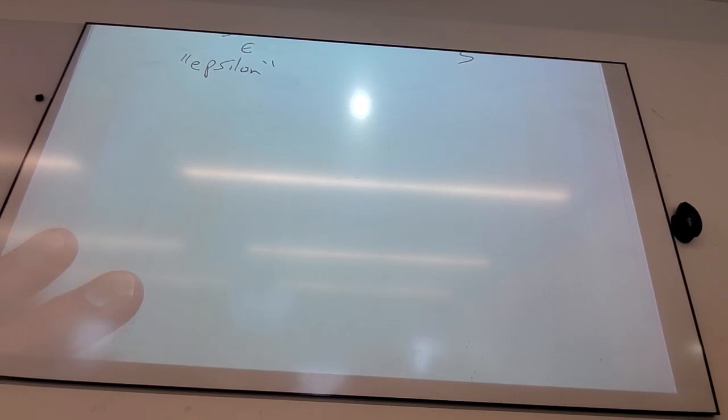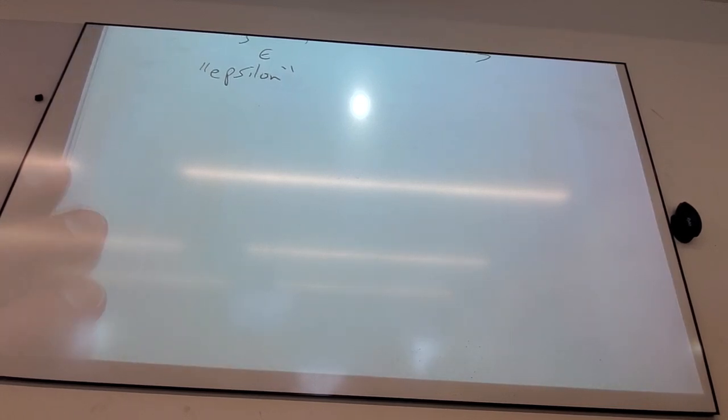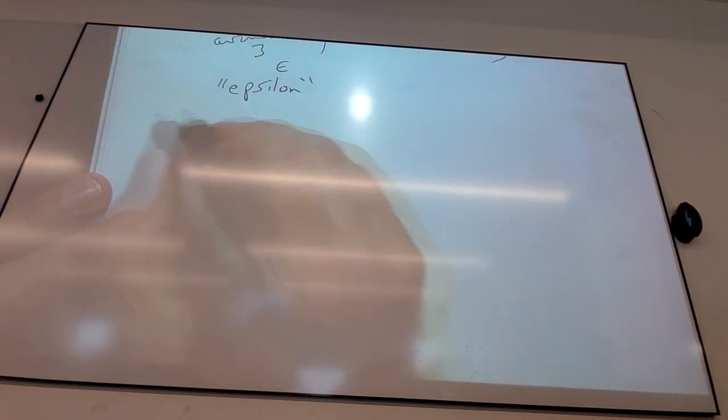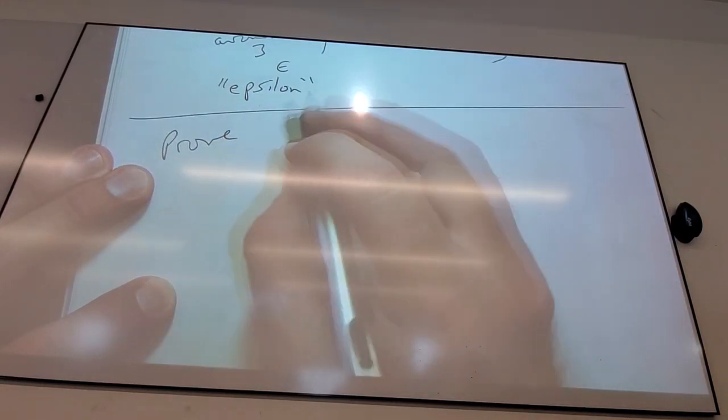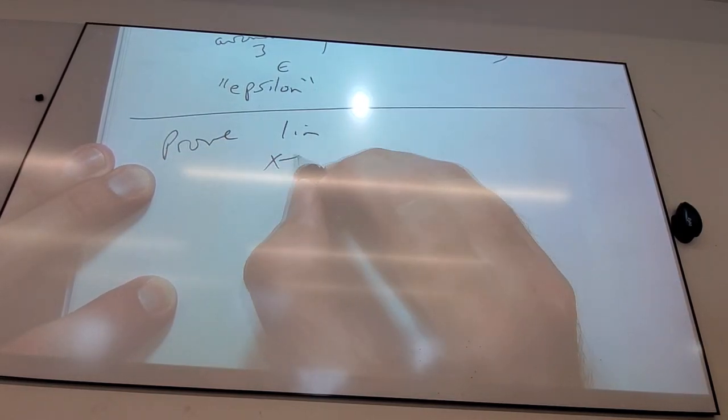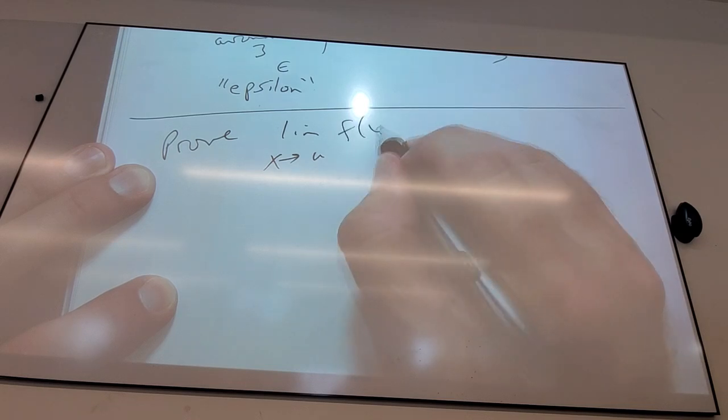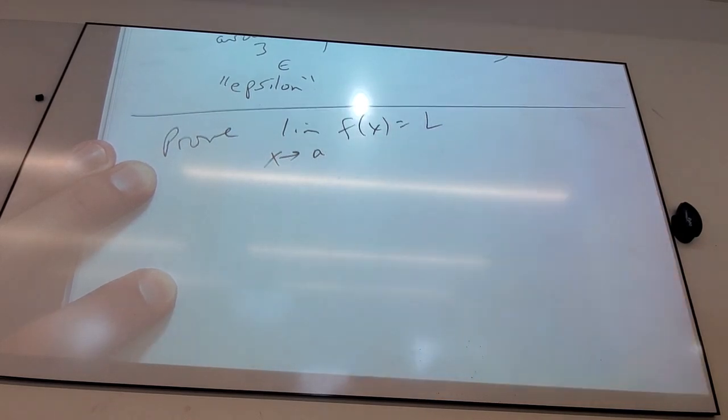It just is. This is what's called a construction proof. So here in glorious detail, here is the idea. So if I want to prove the limit as x goes to a, I'm trying to use the same notation I used, yes.